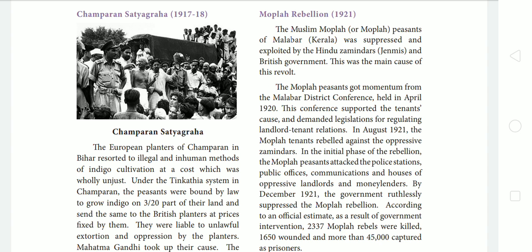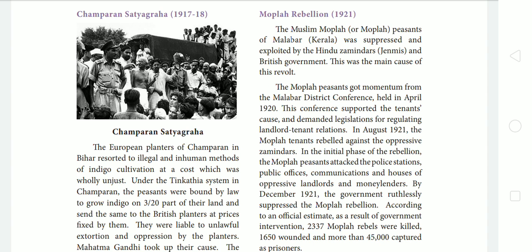So what's the main reason for the Mapla rebellion? The Muslim peasants of Malabar were suppressed and exploited by the Hindu zamindars and the British government. So this was the main reason for the Mapla rebellion.